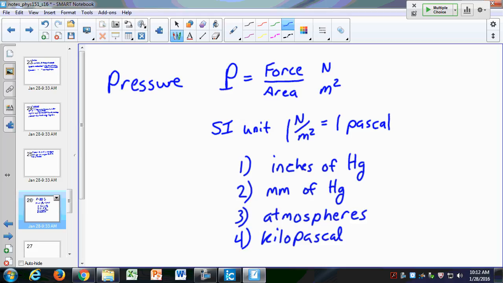How many grams are in a kilogram? A kilo means 1,000. So a kilopascal, which is a unit that we might encounter, but probably not, just really means 1,000 pascals. Pascal, by the way, is abbreviated as Pa.